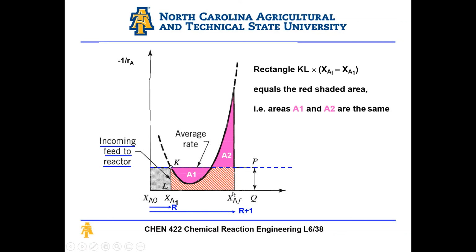So if I keep on changing XAF and drawing this rectangle and comparing area A1 and A2, there will exist a point at which area A1 and A2 are the same, and this is the point of optimum recycle. This is my optimum performance point for an autocatalytic reaction with recycle.